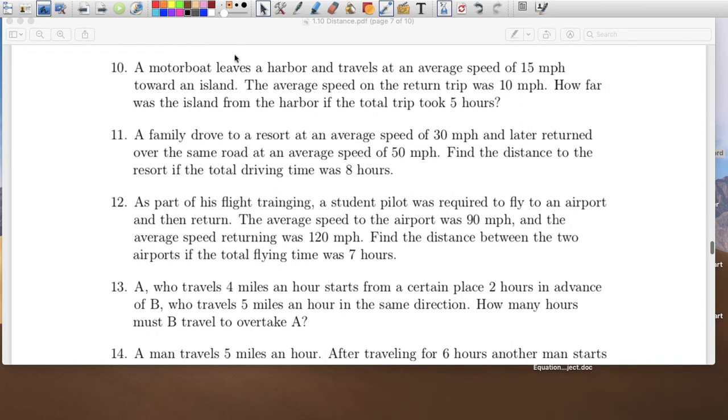Question 10. A motorboat leaves the harbor, so here's the harbor, and the boat travels that way at 50 miles an hour to an island, right? Let's call this an island. And then on the way back, it travels at 10 miles an hour. How far was the island from the harbor if the total trip took 5 hours? Okay. Let's set up.